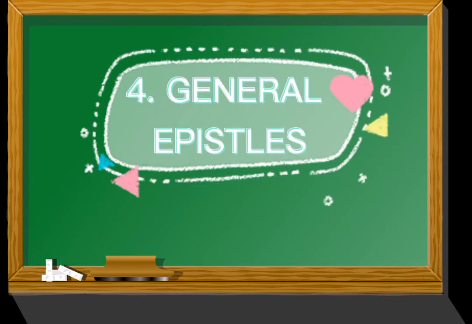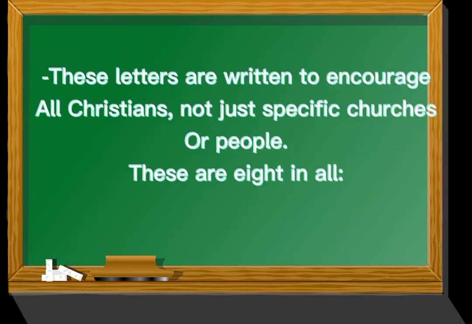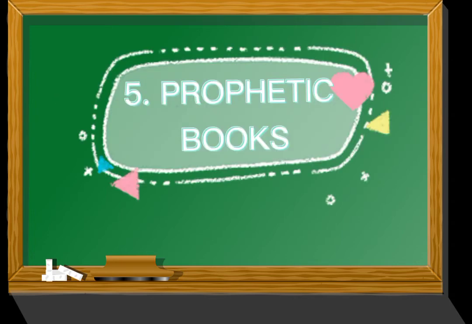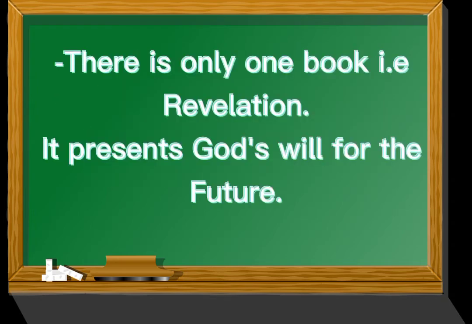4. General epistles. These letters are written to encourage all Christians, not just specific churches or people. These are 8 in all: Hebrews, James, 1st and 2nd Peter, 1st, 2nd and 3rd John, Jude. 5. Prophetic books. There is only one book, i.e. Revelation. It presents God's will for the future.